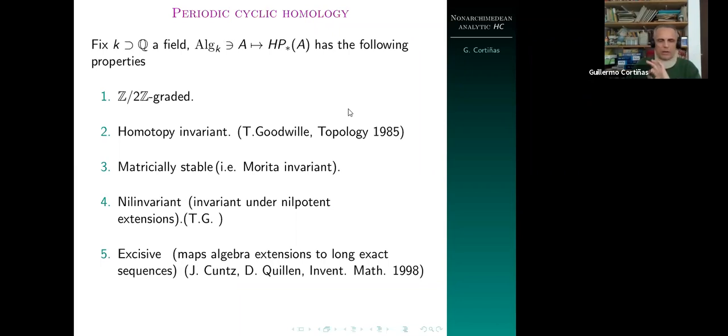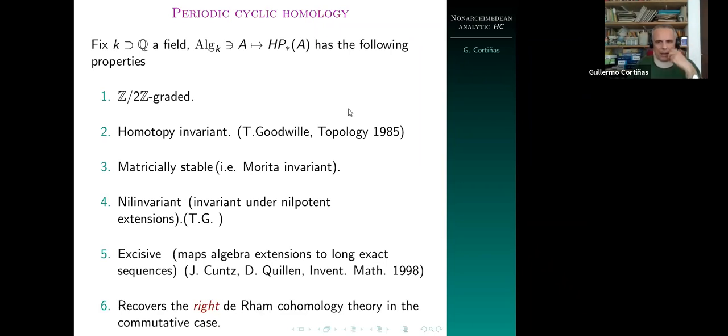But what distinguishes HP from these other theories is a certain linearity, which can be described as saying that HP is the non-commutative version of de Rham homology. So, in the commutative case, it recovers de Rham. And by de Rham, one has to say what the de Rham homology theory is. And this is the subject of my next slide.